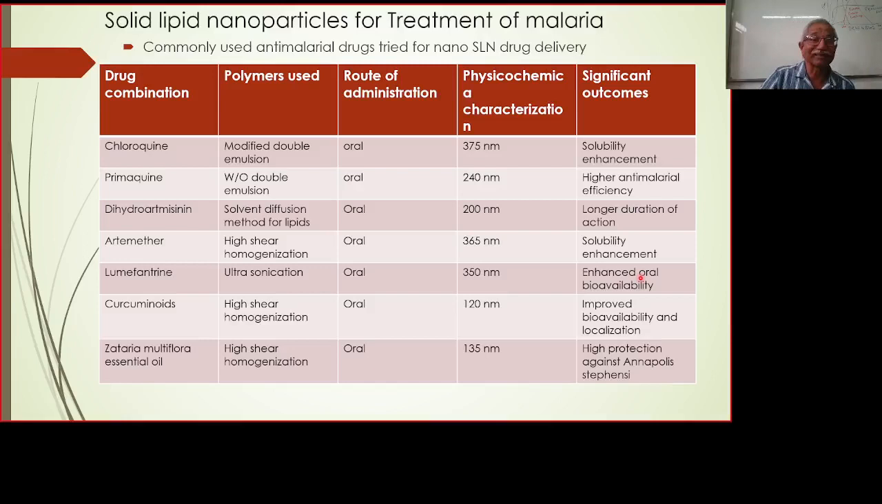So you can see how consistent nanoparticle size you can get: 375 nanometers, 240 nanometers, 200 nanometers, 365 nanometers, and you are using nano emulsions here, all solid lipid nanoparticles. So water in oil double emulsion, solvent diffusion, high shear homogenization, ultrasonication, and high shear homogenization. These are some of the things which are widely used. And ultrasonication is very easy. It costs almost $5,000 to get an ultrasonicator, but you get very beautiful nano emulsions. We do that in our labs also.